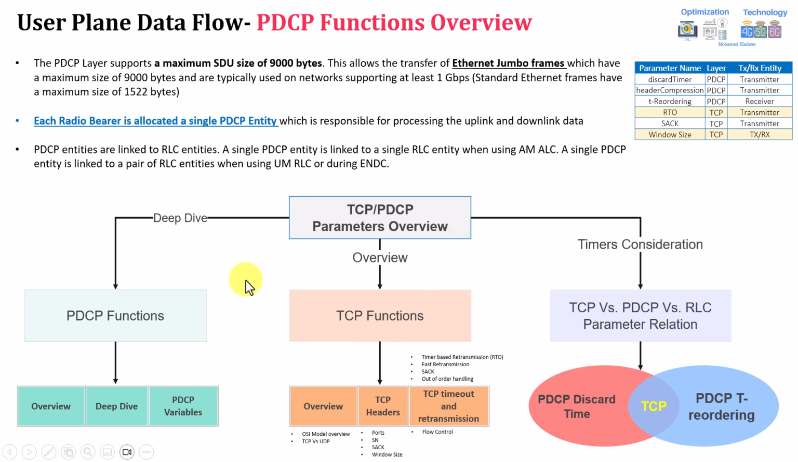And this TCP will be the next session. The next session will be covering the TCP function, and the last item here will be included in the third session, which is the TCP versus PDCP and RLC related parameter relation. But we'll also be covering that part today at a high level. And in the top right here, these are the parameters that we are going to cover today. So let's move forward to see what we have.